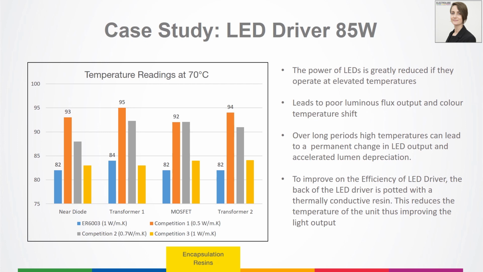So this graph shows you different areas of the circuit board on the driver and different compounds that were used and the temperatures which were achieved. So ER6003 had a thermal conductivity in bulk of 1 watt per meter Kelvin. Comparing that to the other products, you can see the difference in temperatures that are achieved. It's the lowest overall. It doesn't have an exceptionally high thermal conductivity, but it's very good for an encapsulation resin. It's an epoxy-based system, so it provides very good protection from the external environment as well.